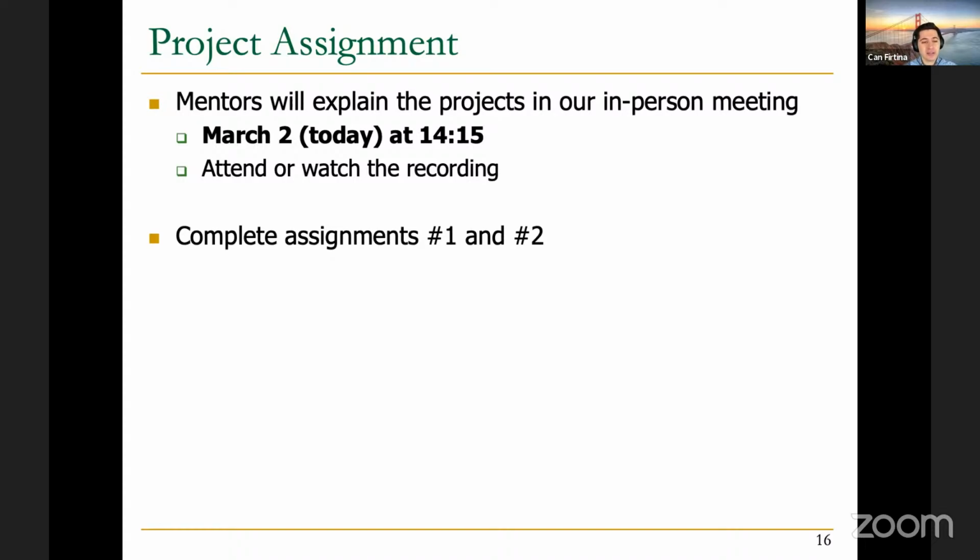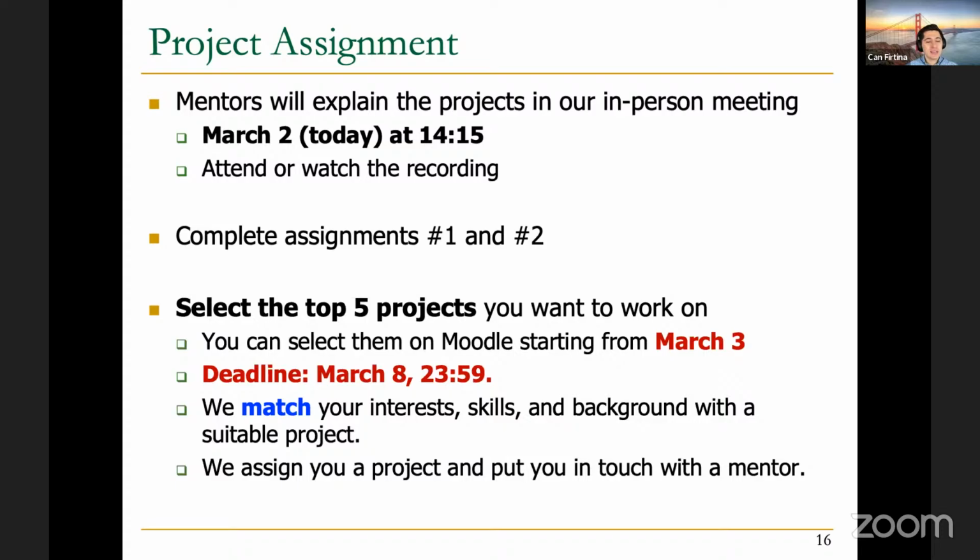We also expect you to complete the assignments 1 and 2, so that we can assign the projects to you in a good way. And finally, we're going to ask you to select the top 5 projects that you want to work on, given that you have already seen the projects, right? Given that the mentors already explained the projects to you, you're going to be able to select the top 5 projects on Moodle.